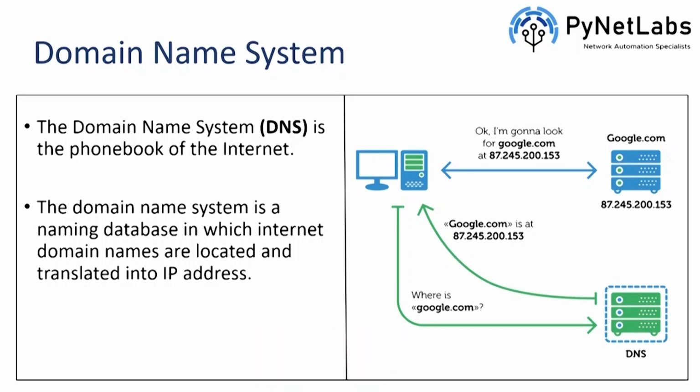You open the phone book, you look for the name, you look for the number, and you call that, right? DNS is again the same thing. You look for the domain name, you look for the IP, you ping that IP. This is how we use DNS. The Domain Name System is the naming database in which internet domain names are located and translated into IP addresses. This translation is done with the help of DNS servers.